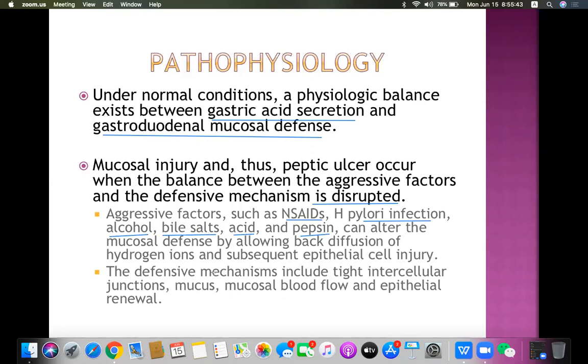Now, what about the defensive mechanisms? They include tight intercellular junctions of the epithelial cells. This is one of the important parts of epithelium. Mucus, which is present on the surface. Good amount of blood flow in the mucosa, and the special property of mucosa or epithelium which is called renewal. For example, if some epithelial cells are damaged, then they can quickly regenerate back. So these are very important defensive mechanisms.